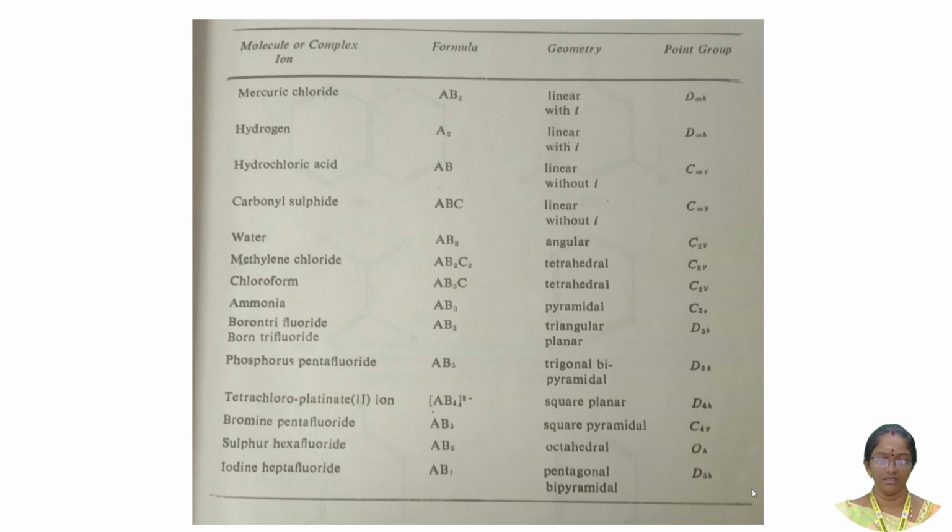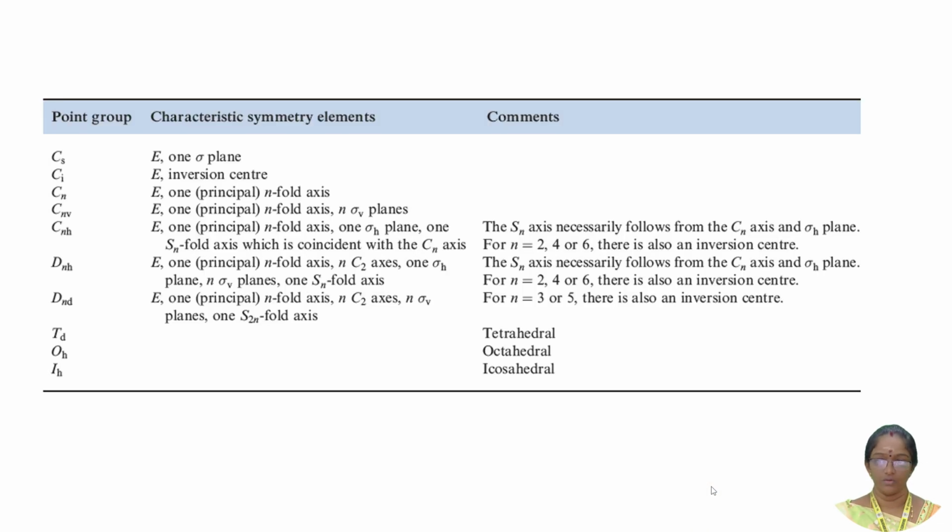The Cs point group possesses only E and one sigma plane. The Ci point group possesses only E and the inversion center as characteristic symmetry elements. The Cn point group possesses E and one principal n-fold axis. The Cnv point group possesses E, one principal n-fold axis, and n sigma v planes.